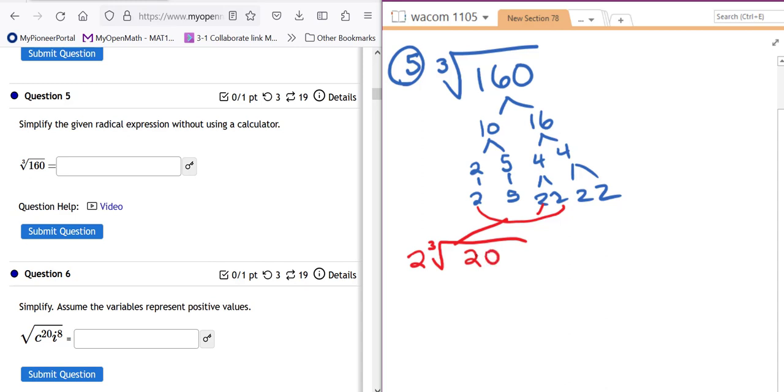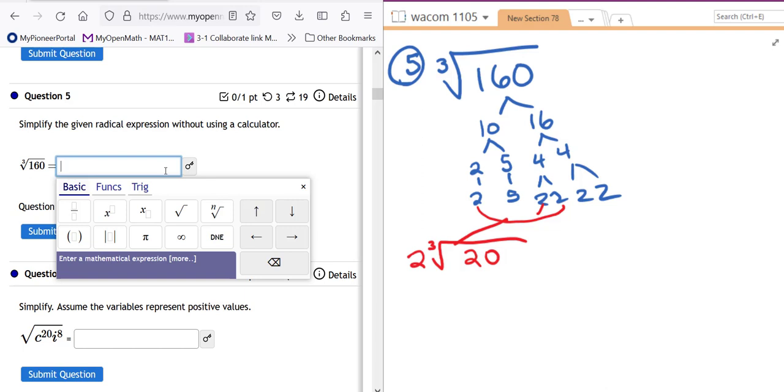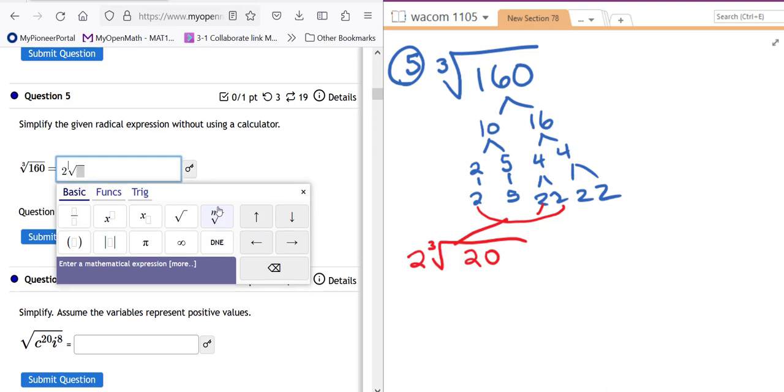So 2 times the cube root of 20, we'll type that one in. So your 2 would go first, and then your root button with an index on it, with an N. All right, and it just has the cursor up there. It doesn't have a little shaded box for you. That's the 3, and then click down here to get underneath.